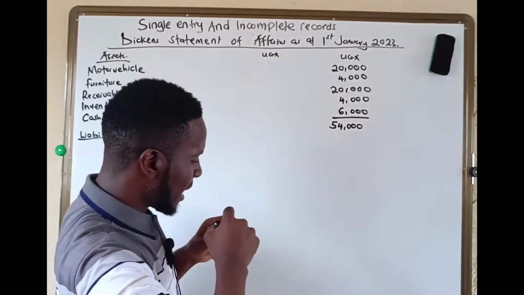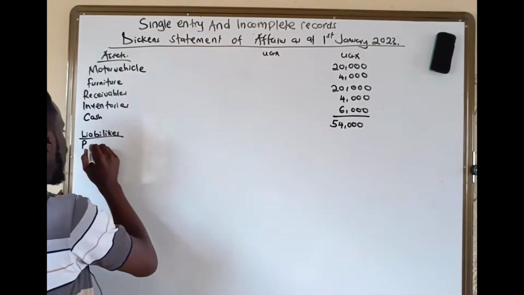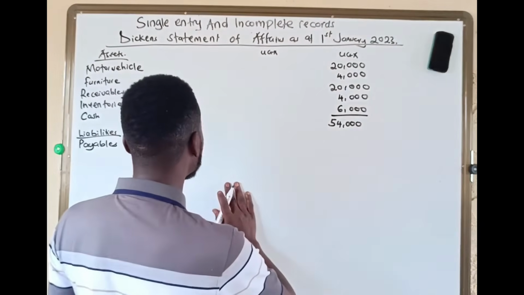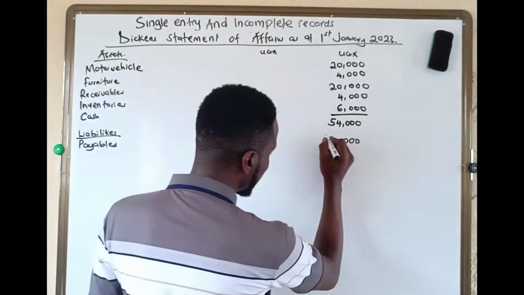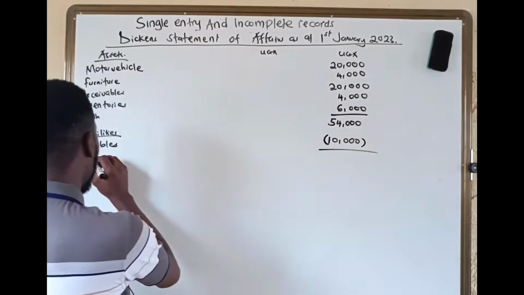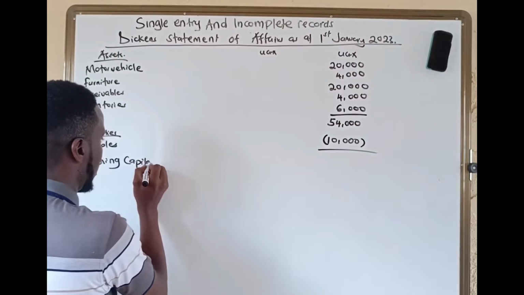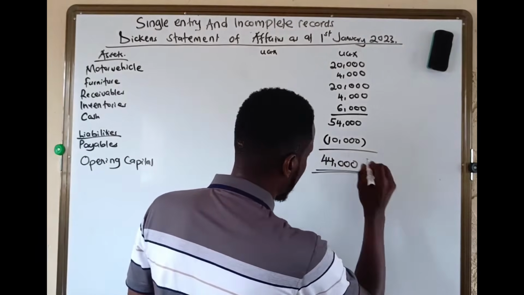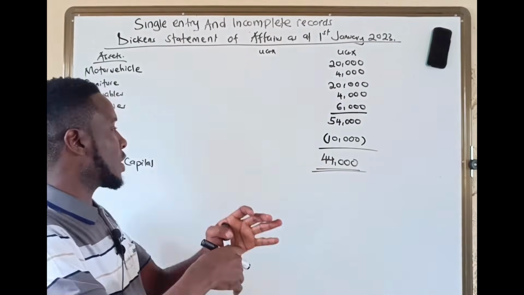We take off the liabilities, and the liabilities we have are payables, and the payables were worth 10,000. So we come here and say payables, what you call creditors, 10,000. I think we do not have any other, so we shall only take this. So we shall subtract it off, and then our opening capital will be 44,000. As easy as ABC. So this is what we have established. This is what we call our opening capital.